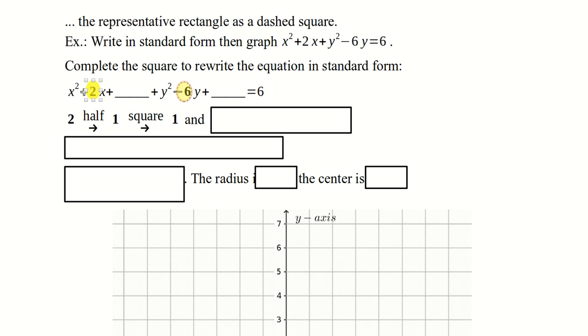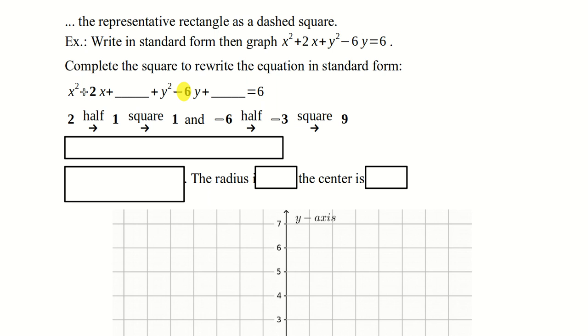Now we're going to look at the y parts. So the coefficient of the linear y term is negative 6. So we're going to go through and do the same process. We're going to start with that negative 6. We're going to take half of it, that's negative 3. And then we're going to square that. Negative 3 squared is 9. And that gives us all the information that we need to complete the square.